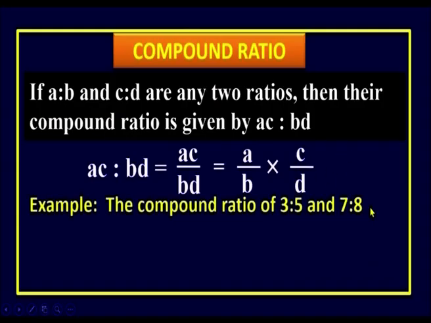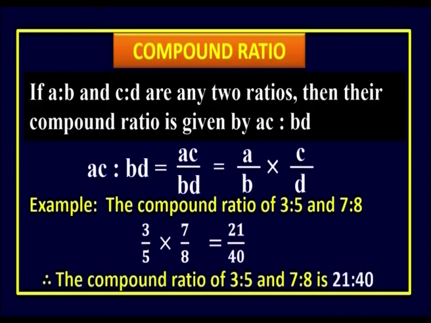So, let us take an example. The compound ratio of 3 is to 5 and 7 is to 8. Let us find this out. Your first ratio is A is to B, so 3 is to 5, I am writing it as 3 by 5, into the second ratio 7 is to 8, which I will write as 7 by 8. On multiplication we get 21 by 40, which is nothing but 21 is to 40. So, this is the compound ratio of 3 is to 5 and 7 is to 8.